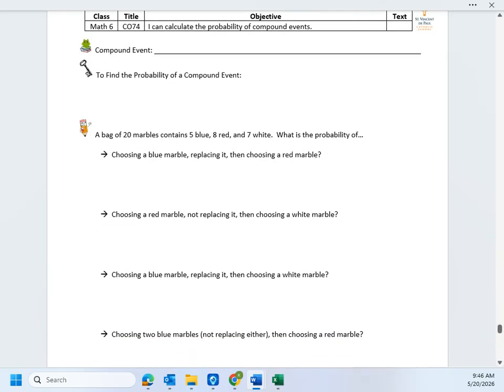Let's look at today. CO74. I can calculate the probability of compound events. So we worked with probability on the last objective. Remember, desired outcomes over total outcomes. Now we're going to see what happens when we have several events happening. So a compound event is when there are 2 or more events occurring.